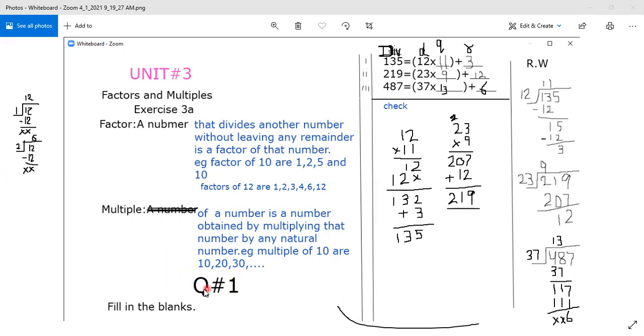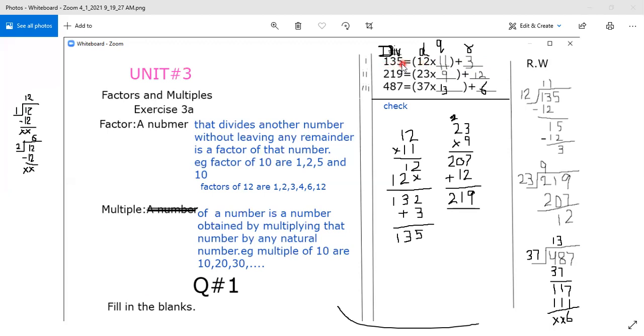Let's do question number 1, and question number 1 is fill in the blanks. First blank is 135 equals 12 multiplied by a blank, plus again a blank. You can see two numbers are given and two blanks are given. We have to fill these two blanks with numbers. How will we come to know which numbers will fill these blanks? It's very easy. You just have to divide the given numbers.